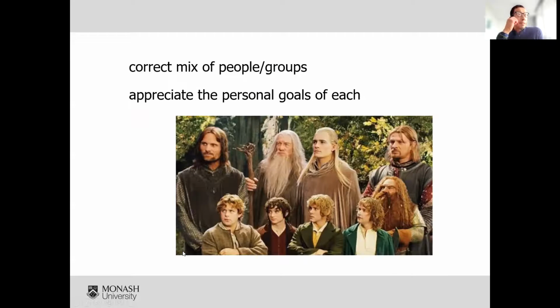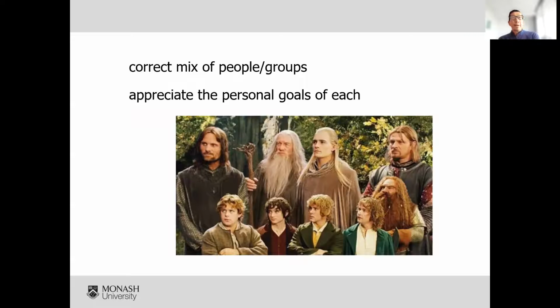It's the correct mix of people in terms of their composition, their skills, their personalities, their level of seniority, for example, and you want to assemble them so that you can achieve that goal in an efficient way. And this group, this fellowship of the rings, clearly needs some gender balance in there, but has the right mix of it for the task that they were trying to achieve.